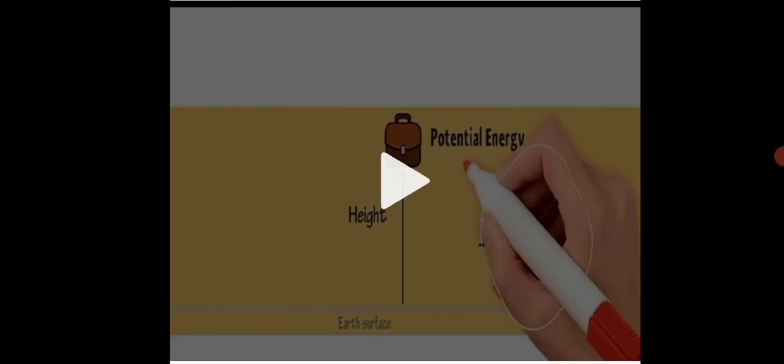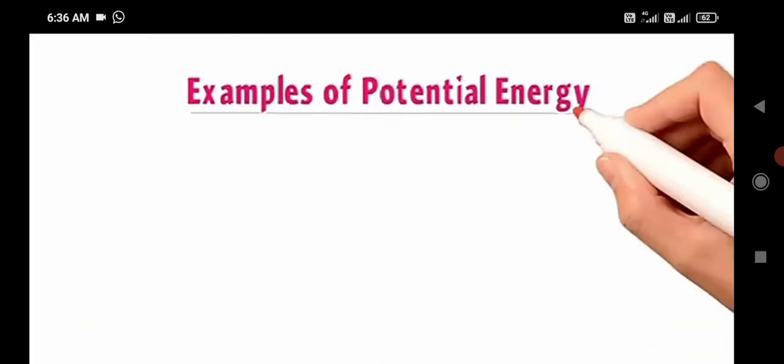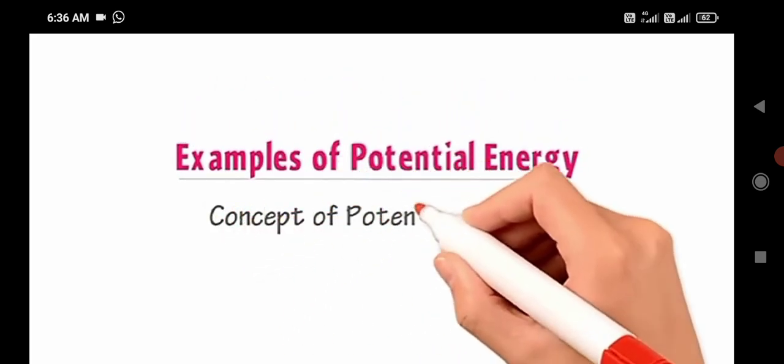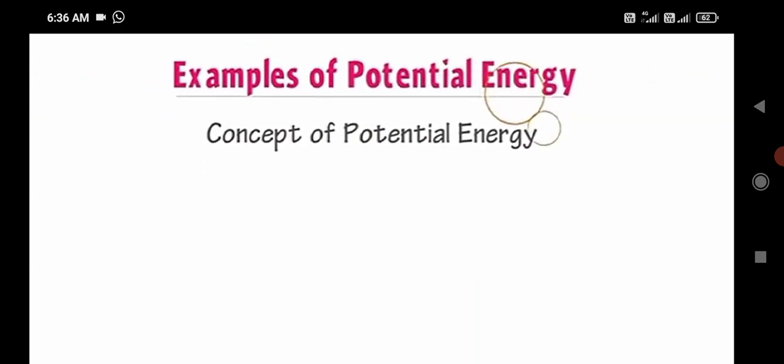So for any object which is at rest, how much energy is stored, that is called potential energy. First we have to discuss the examples of potential energy, and from these we frame the definition. Before going to the first example, the concept of potential energy. What is potential energy? Two definitions are there.